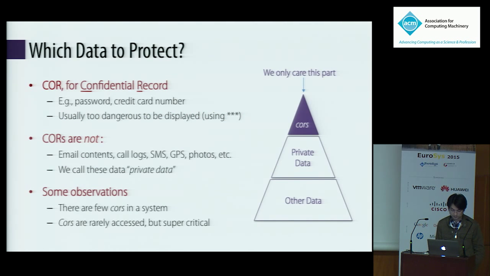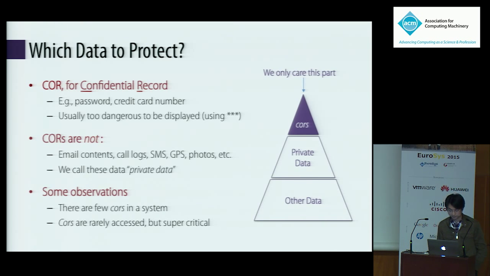First question. There are many different types of data in the system, and the most critical parts, such as passwords and credit card numbers, are usually too dangerous to be displayed. We call this data the confidential record, or core for short. In this work, we focus on this part instead of all private data. So cores are not email contents, call logs, SMS, or things like that. Those we just call private data.